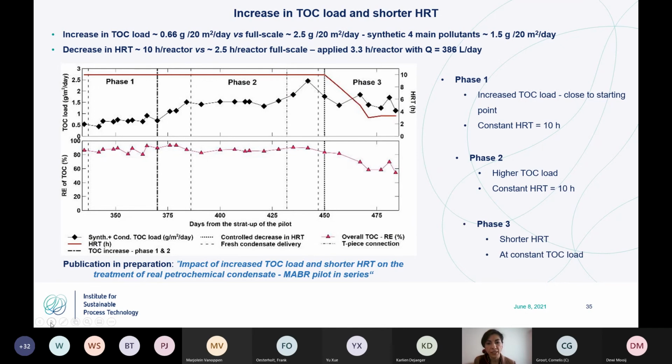Next, please. During the third phase, while trying to maintain the TOC load as constant as possible, the hydraulic retention time of each reactor was shortened to 3.3 hours. In this phase, we can see that the shorter HRT had a more pronounced effect on the system, and the removal efficiency dropped to 65%. Next, please.